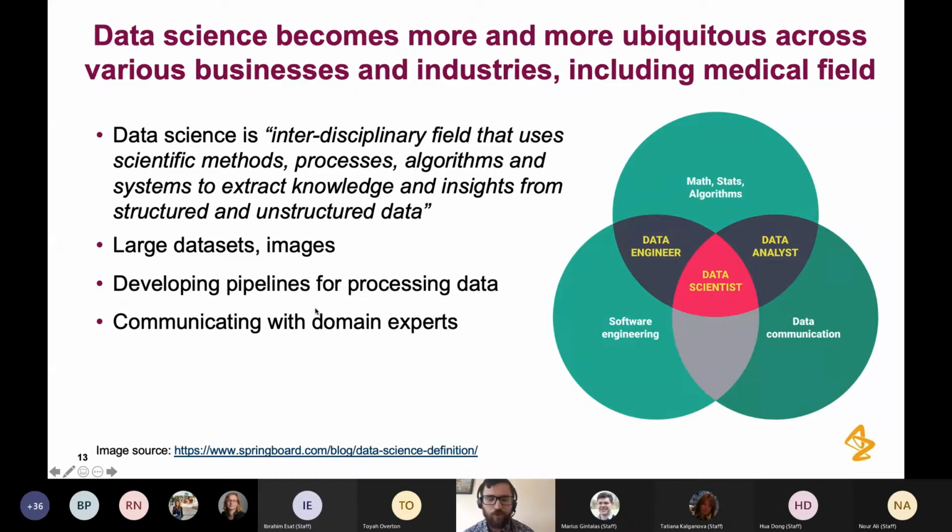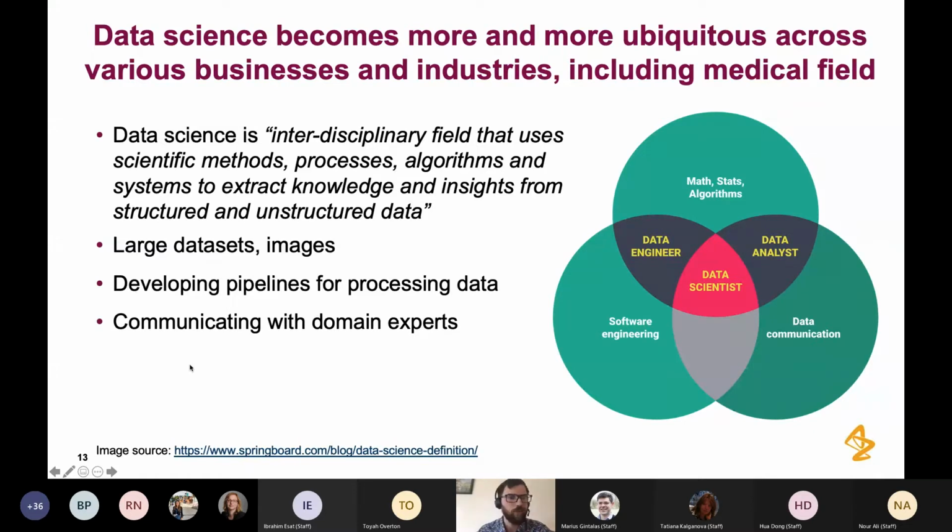I think most of you have a computer science or data science background. Data science becomes more and more ubiquitous across various businesses and industries, including the medical field. In the past, I imagine pathology was more of a laboratory, usually based somewhere in the basement, where a highly specialized pathologist would deal with microscopes and tissues. Now tissues are scanned, and data scientists work at the intersection of software engineering, math, statistics, algorithm development, and data communication, and work with large data sets, these images, and develop pipelines to process the data in the medical field, like whole genome, whole exome data, and H&E images.